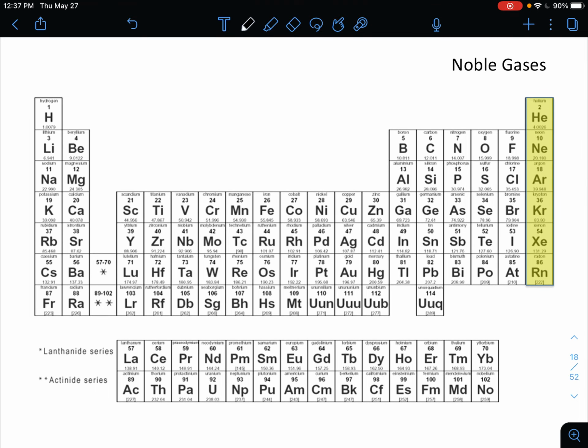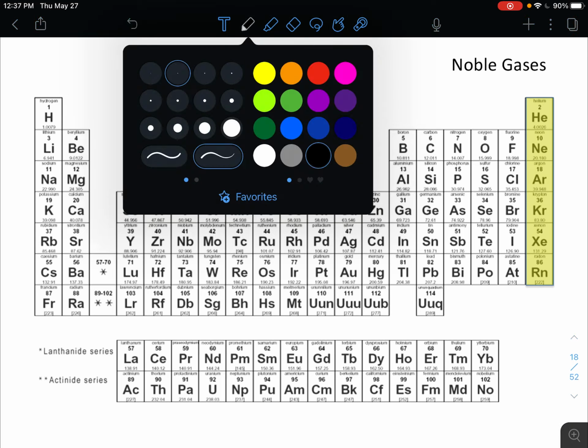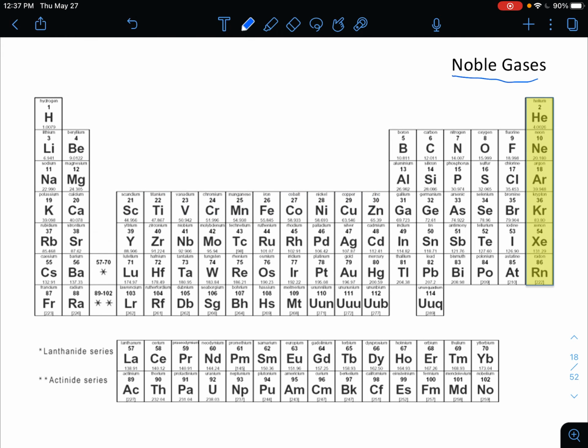Farthest to the right, these are all gases at room temperature, and they're called the noble gases because they're relatively unreactive. In fact, the only one of these we really know to form molecules is xenon. The rest of them really aren't interested in forming molecules with other atoms. That's why we call them the noble gases. They're kind of above interacting with the other elements.